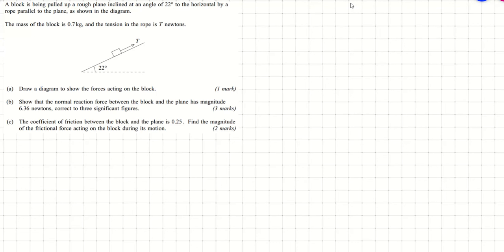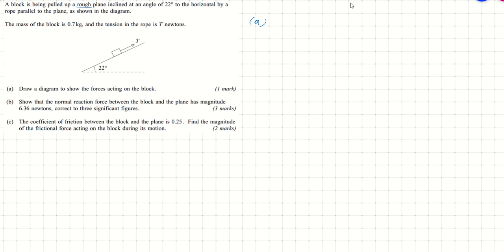In this video we're going to look at a mechanics question involving a block on a slope, and if we read the question we see that this is a rough plane, so that means there's going to be friction involved. So the first part is to draw a diagram to show the forces acting on the block.